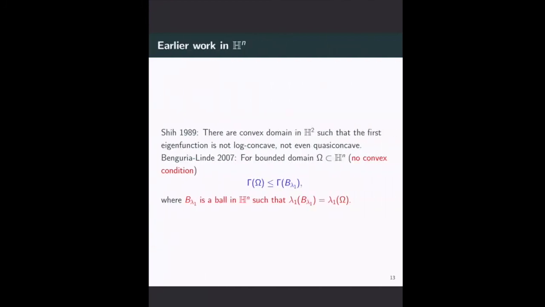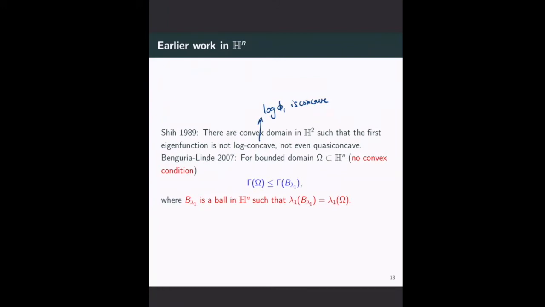So in all your work in Hn, there are convex domains in H2 such that the first eigenfunction is not log concave. Log concave means the log of phi1 is concave, and not even quasi-concave. So log concavity was a property that was used in earlier results about the fundamental gap, not the final one, but it was useful to prove that it was greater or equal than pi over d squared.